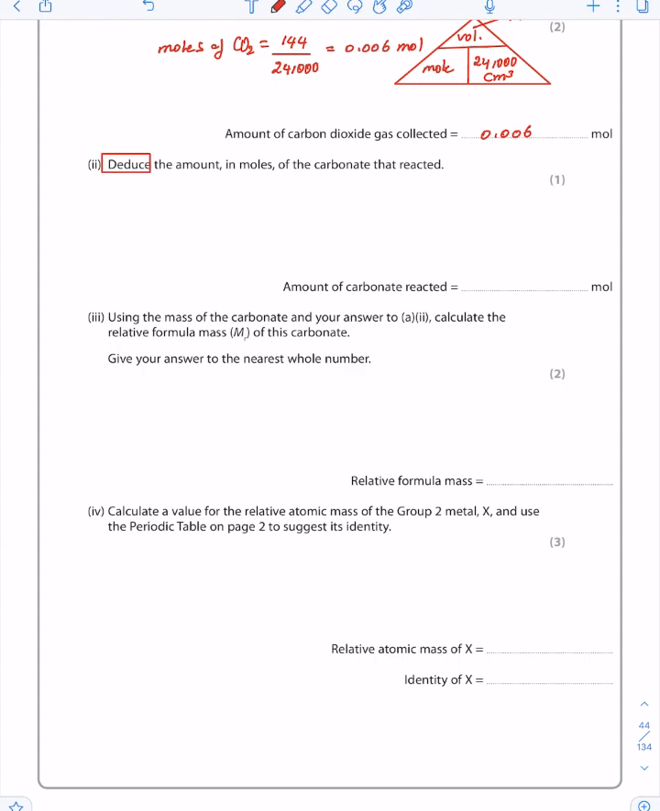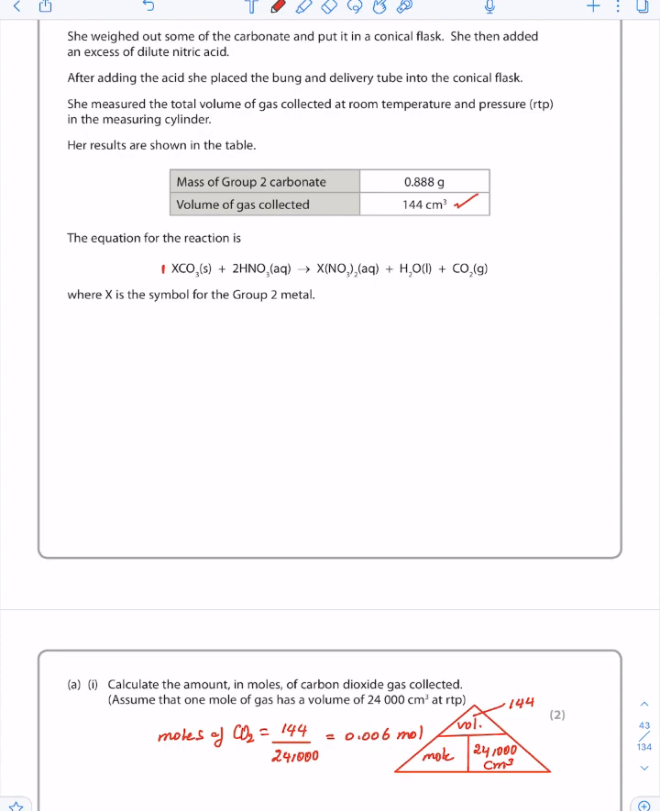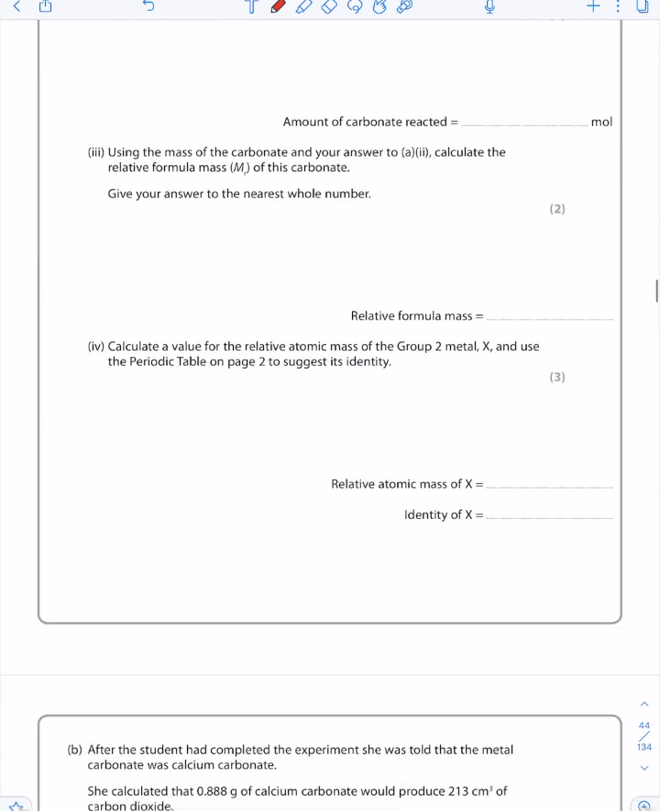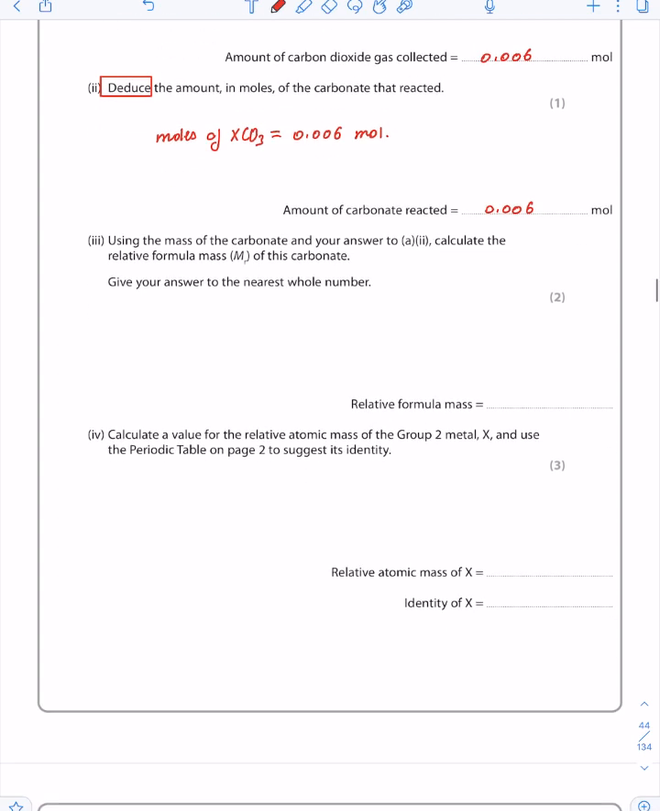Deduce the amount in moles of carbonate that reacted. طيب الريشيو between الX carbonate and the carbon dioxide is 1 to 1. وبكده يبقى المولز of X carbonate is equal to carbon dioxide. يبقى المولز of X carbonate is equal to moles of carbon dioxide اللي هي 0.006 mole. يبقى هنا 0.006 mole. Using the mass of carbonate and your answer, calculate the relative formula mass of this carbonate. طيب أنا القانون بيقول عندي إن المولز is equal to mass over MR. moles is equal to mass over MR.